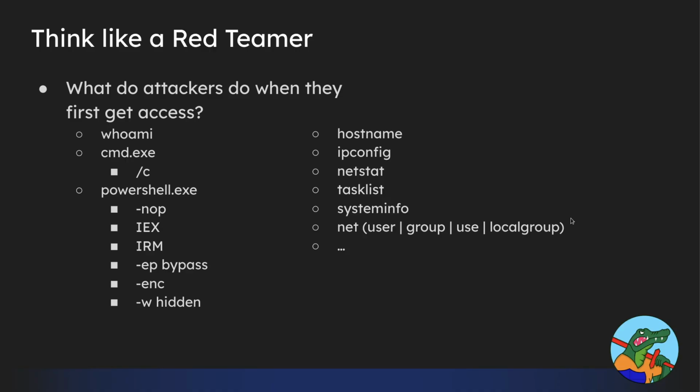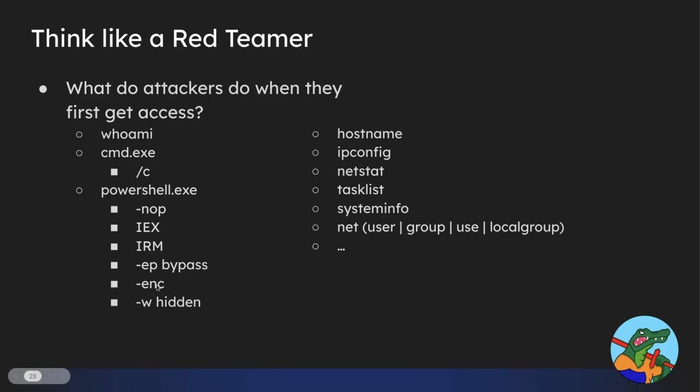Same thing with cmd.exe. If you have this /c flag, it's running a command from the terminal through cmd.exe. PowerShell has a ton of arguments that are suspicious. NOP, which is no profile. IEX, that's invoke expression. IRM is invoke REST method, which is like the REST API, grabbing things from the internet. Execution policy bypass, encoded. This is for bypassing, with base64 encoded stuff.